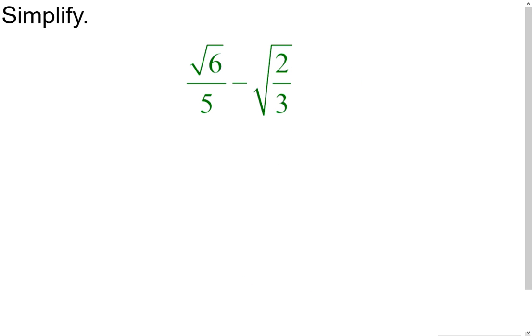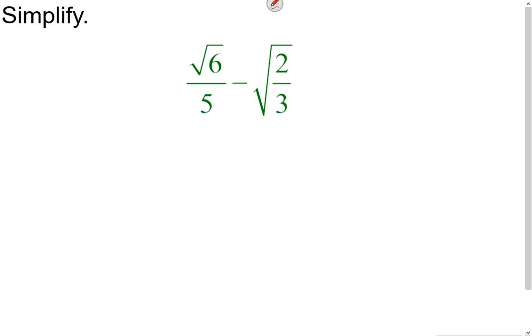My next one, I have some fractions involved. The first thing that we're going to do here is the same thing that we did in the previous one. We're going to simplify each expression if possible. I look at this first one, the root 6 over 5. Root 6 is already simplified. 5 in the denominator, that's simplified. That one's done. But this next one, the square root of 2/3, that one I can simplify.